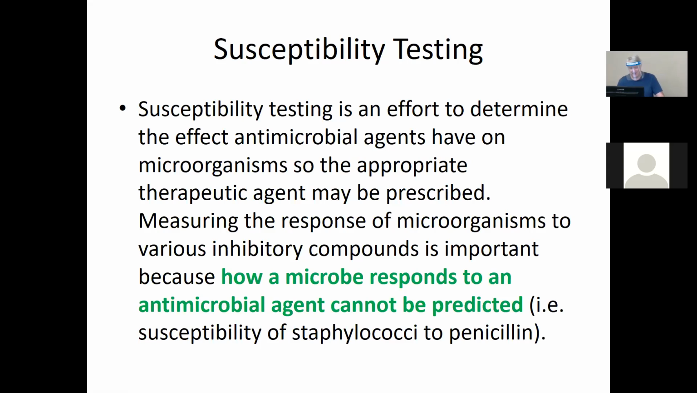Okay. So measuring the response that the microorganism has to various inhibitory compounds is important because how a microbe responds to an antimicrobial agent cannot be predicted, i.e. susceptibility of staph to penicillin.